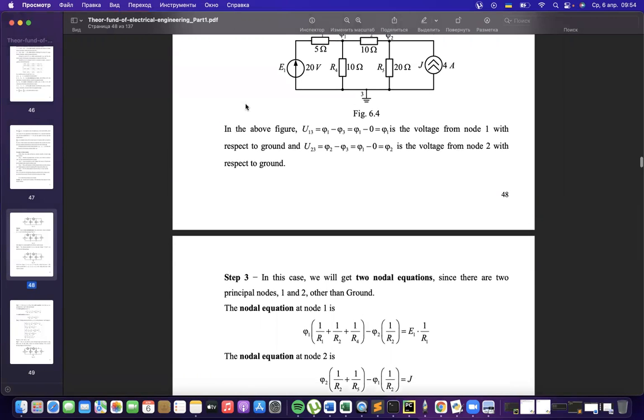Okay. Professor? Yeah. How do we know the sign of phi1 and phi2 and phi3? How did we know that it is phi1 minus phi3, not phi3 minus phi1?